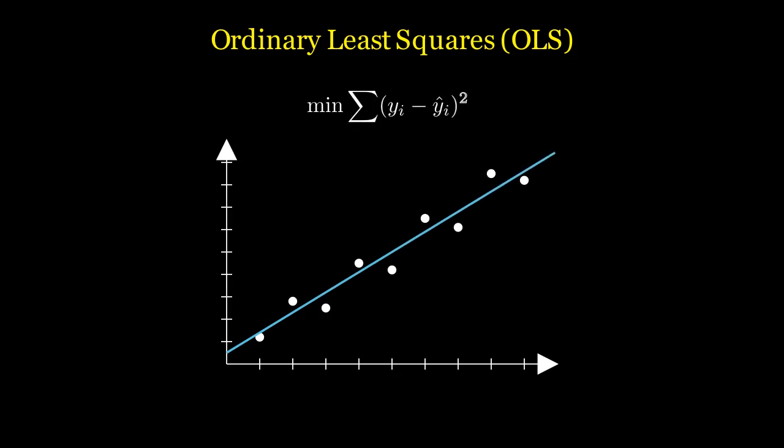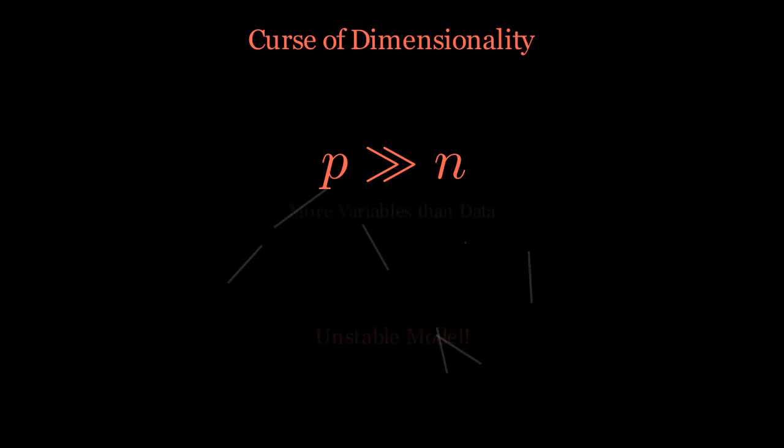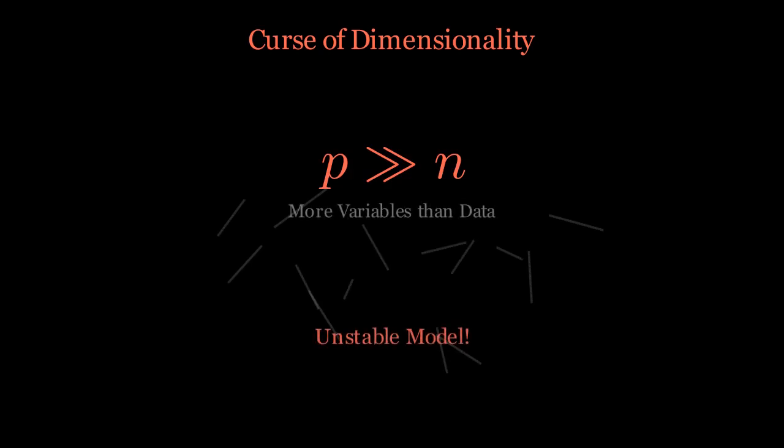In modern data science, we often face the curse of dimensionality. When we have too many predictors, sometimes more variables than observations, the OLS model becomes unstable. This leads to high variance and multicollinearity, where coefficients explode in size, making the model sensitive to the slightest noise in the data. This brings us to the Bias-Variance Tradeoff.